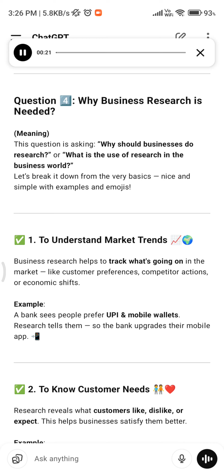1. To understand market trends. Business research helps to track what's going on in the market, like customer preferences, competitor actions, or economic shifts. Example, a bank sees people prefer UPI and mobile wallets. Research tells them, so the bank upgrades their mobile app.